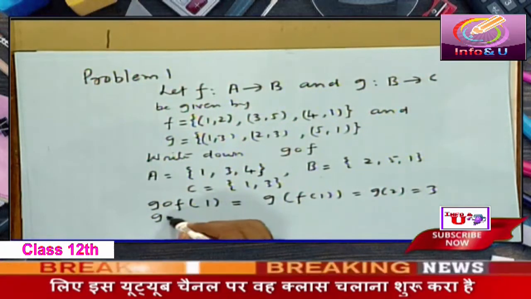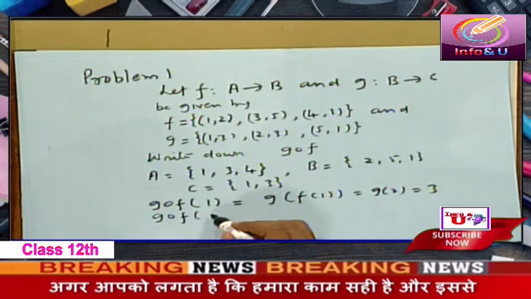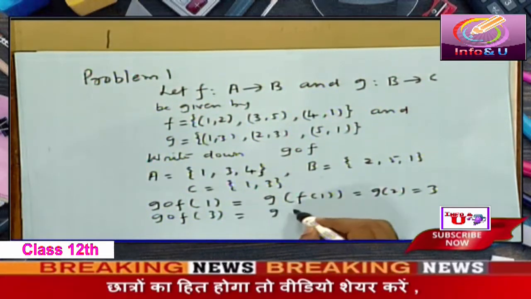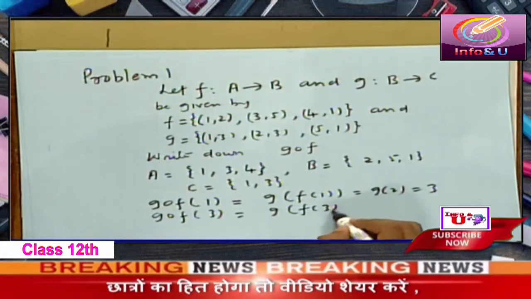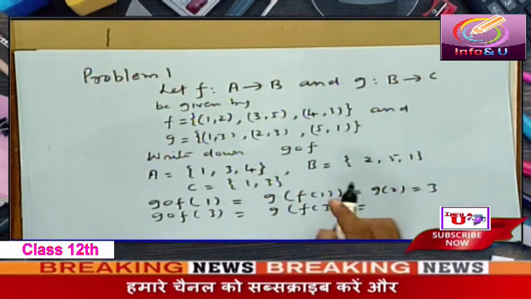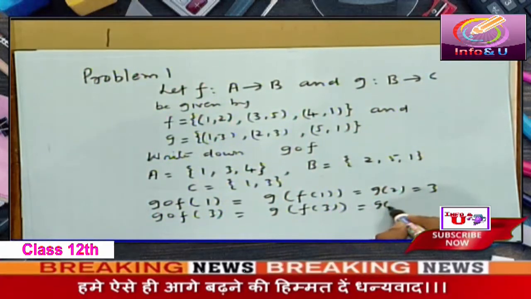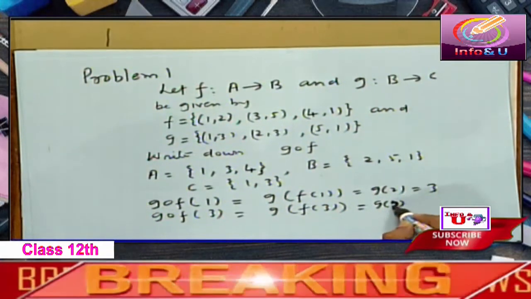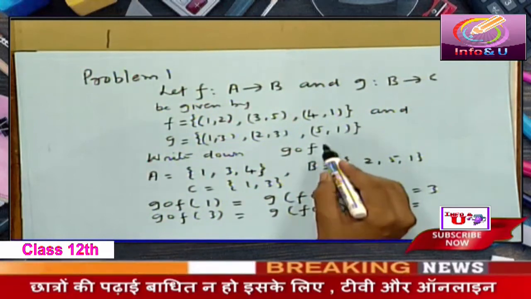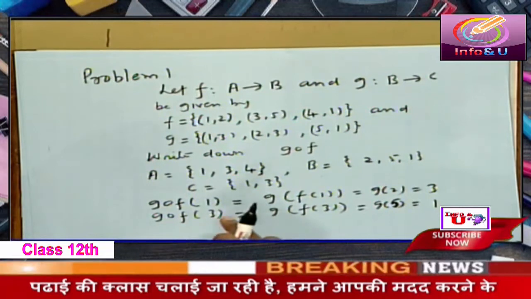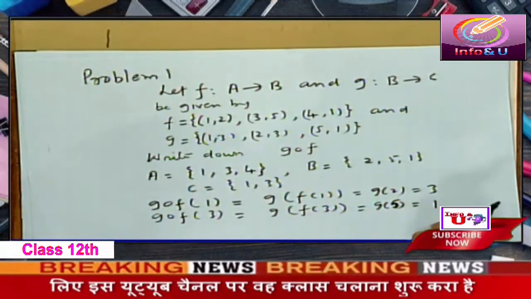Again GOF of 3. This is G of f of 3. But f of 3 is 5. So we get G of 5 and G of 5 is 1. It means GOF of 3 is ultimately 1.